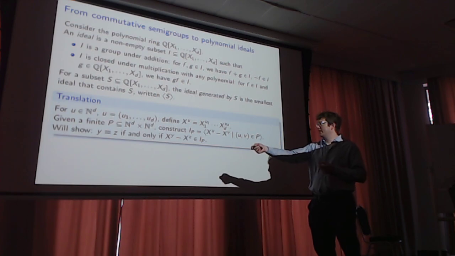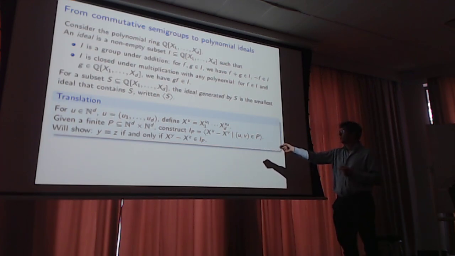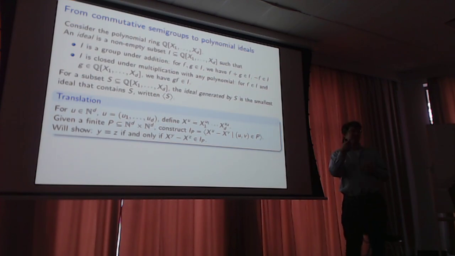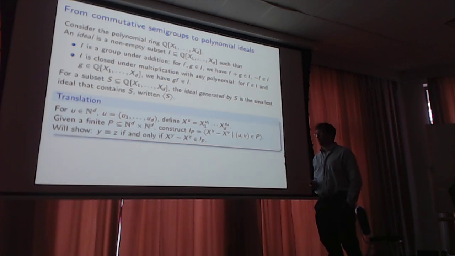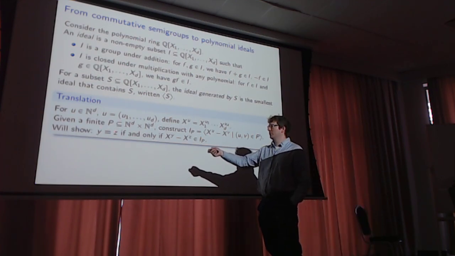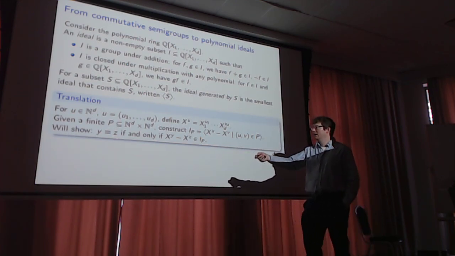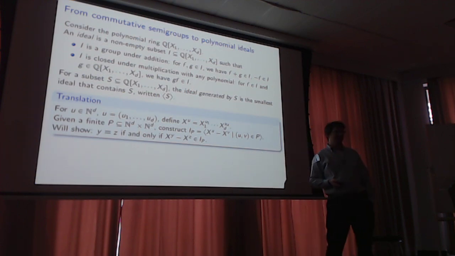And then this finite set of pairs is translated into a set of polynomials, namely you just subtract. I think this should be v minus u, but it doesn't really matter. We can assume that the set P is symmetric. So you just take differences of these monomials. And then you can actually show that two vectors are reachable from each other if and only if the corresponding difference polynomial belongs to the ideal.